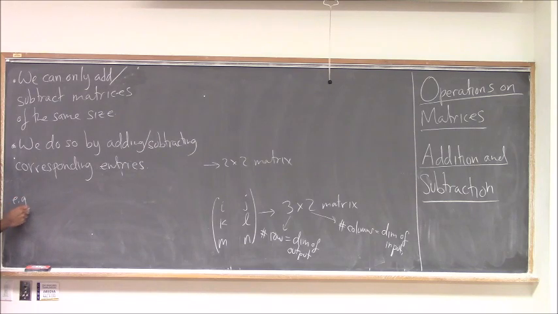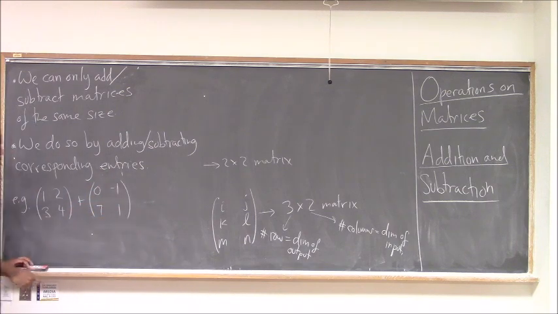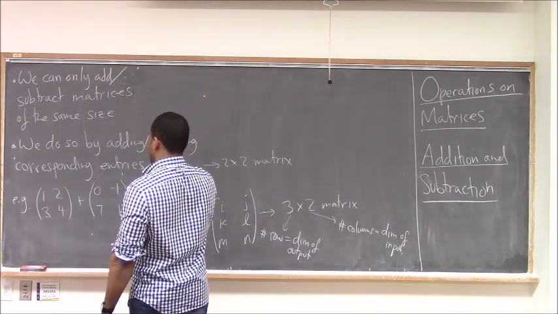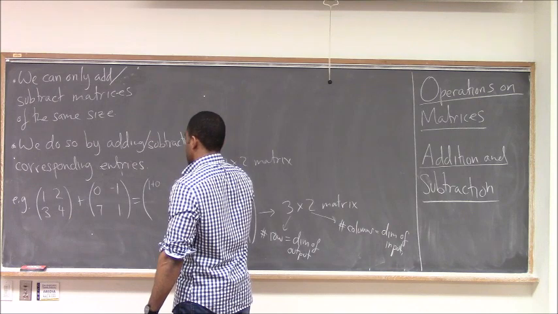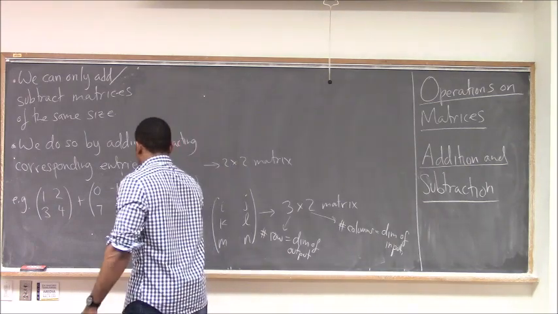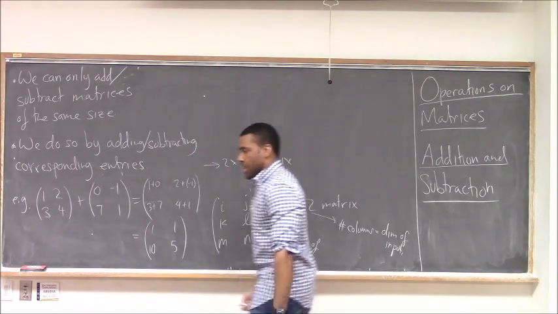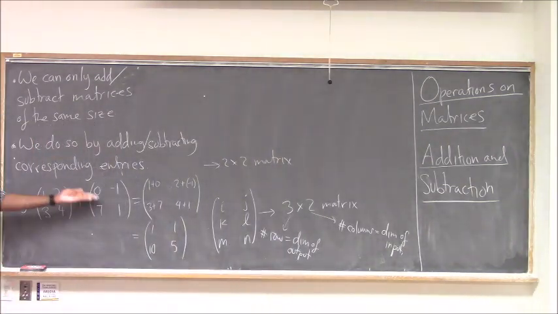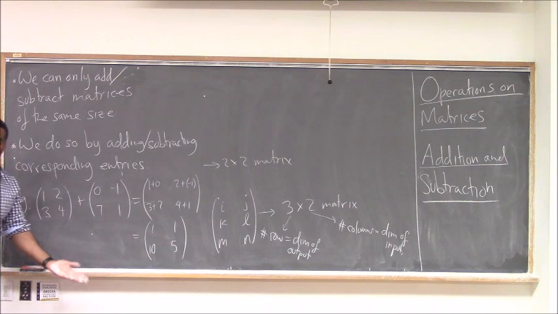So for example, I can say 1, 2, 3, 4, plus 0, minus 1, 7, 1. And I can obtain another matrix. Well, let me actually write it out. 1 plus 0, 2 plus minus 1, 3 plus 7, 4 plus 1. So that's 1, 1, 10, 5. And I'm adding corresponding components because when you're adding functions, you add the like terms. You add the x's with the x's and the y's with the y's. That makes sense, right?